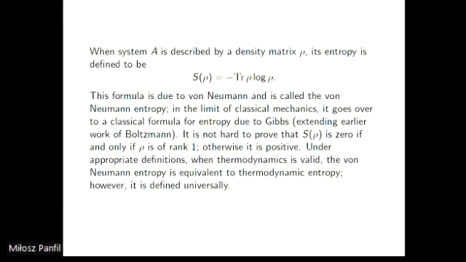The way he invented it was that he chose the function rho log rho so as to agree in the classical limit with the classical formula for entropy due to Gibbs. It's not hard to prove that S of rho is 0 if and only if rho has rank 1, otherwise it's positive. Now, when thermodynamics is valid, the von Neumann entropy is equivalent to thermodynamic entropy, but it's defined universally for any state, as we have seen from this formula, which clearly makes sense for any density matrix.